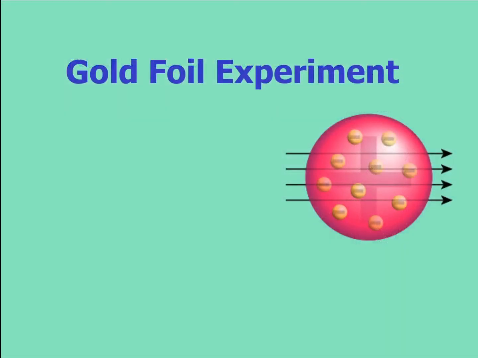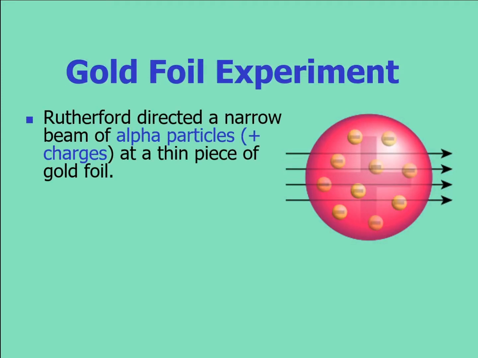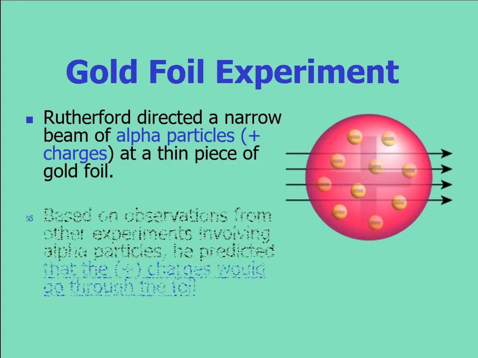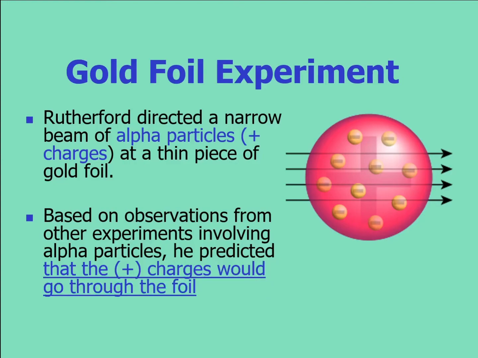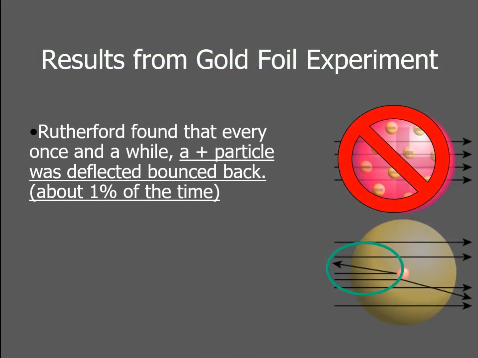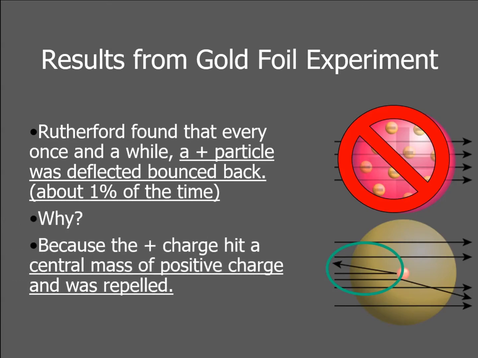Gold foil experiment. Rutherford directed a narrow beam of alpha particles, which are positive charges, at a thin piece of gold foil. Based on observations from other experiments involving alpha particles, he predicted that the positive particles would go through the foil. From the result of the gold foil experiment, Rutherford found that every once in a while, an alpha particle was deflected, bouncing back about 1% of the time. Why? Because the positive particle hit a central mass of positive charge and was repelled.